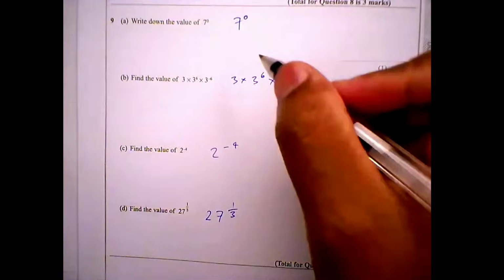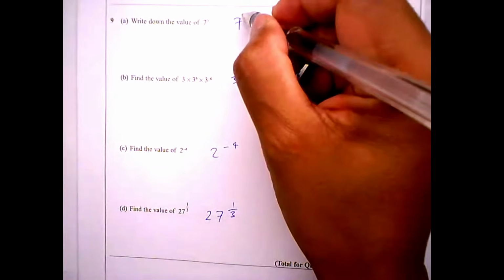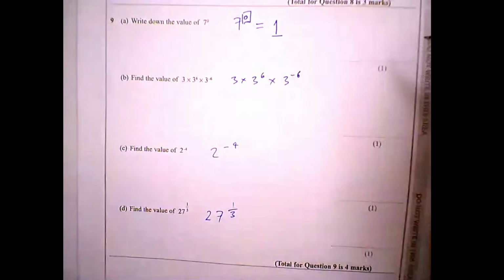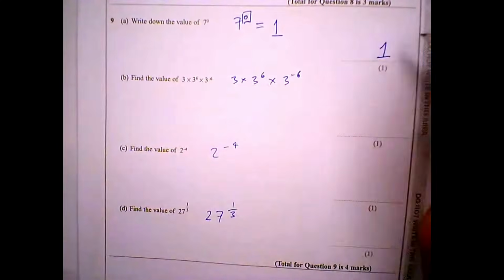Okay, so remembering anything to the power 0 is always 1. So this has occurred previously. So hopefully you've got that right. Nice, easy mark here.